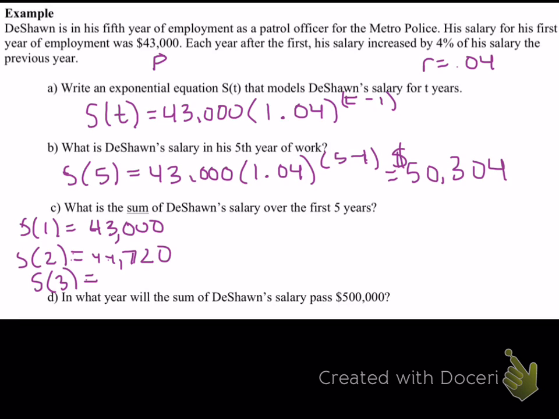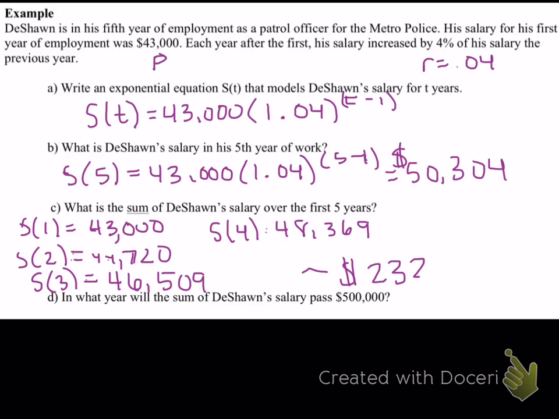In the 3rd year, he made $46,509. In the 4th year, $48,369. And the 5th year we have listed above in letter B. So what we would do is add all of these values up, and he makes approximately $232,902 in 5 years. And again, we get that by adding all those values together.